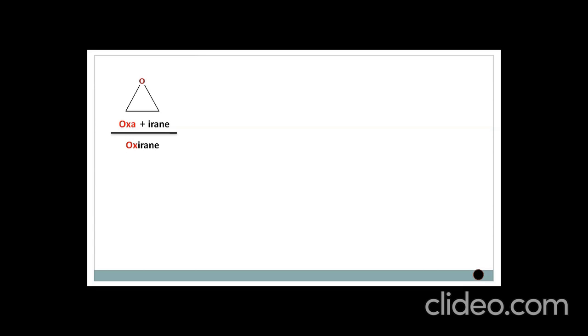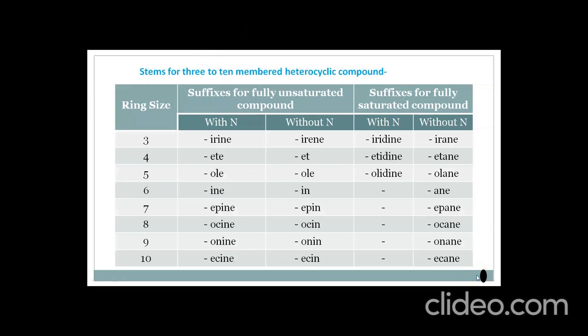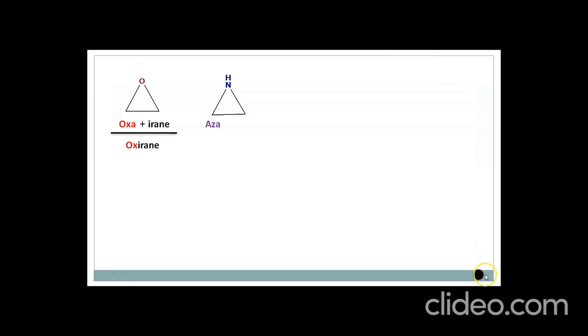To know much more about this, we take a second example. Here it is a 3-member ring but having a heteroatom nitrogen. For nitrogen we use the prefix aza. So which stem do we use for this? Here the ring size is 3, it is completely saturated and with nitrogen. So with a nitrogen saturated ring we use the stem iridine. So just put aza plus iridine. So the name of the compound is aziridine.